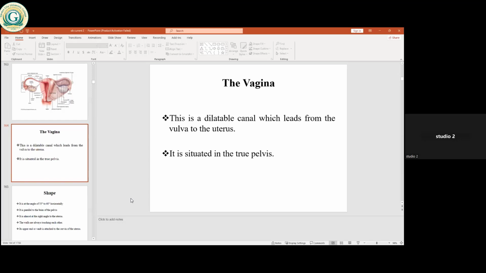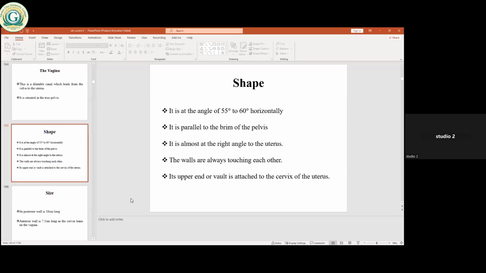It is situated in the true pelvis. Immediately we finish this, we go to the pelvis. The pelvis is divided into two: the false pelvis and the true pelvis, but the vagina is in the true pelvis. Anatomically it is shaped at 55 to 60 degrees to the horizontal of the woman. It is parallel to the brim of the pelvis. When we do the pelvis, you will understand. It is almost at right angles to the uterus.